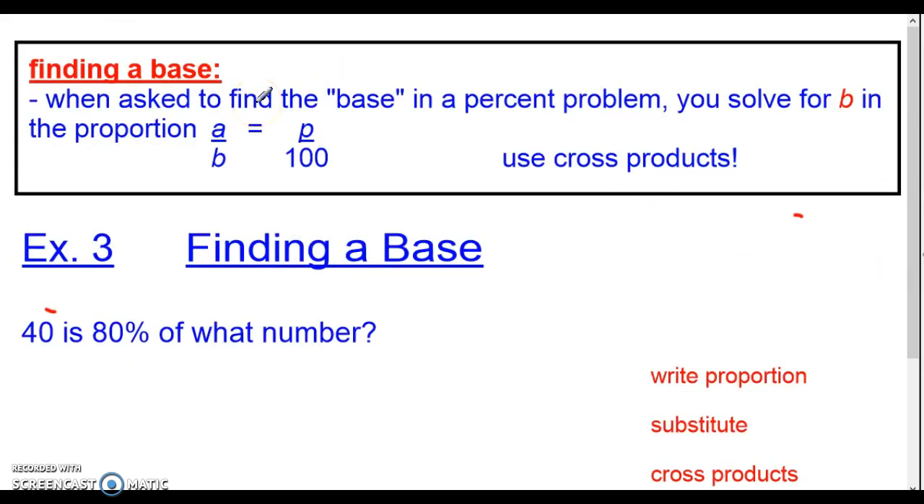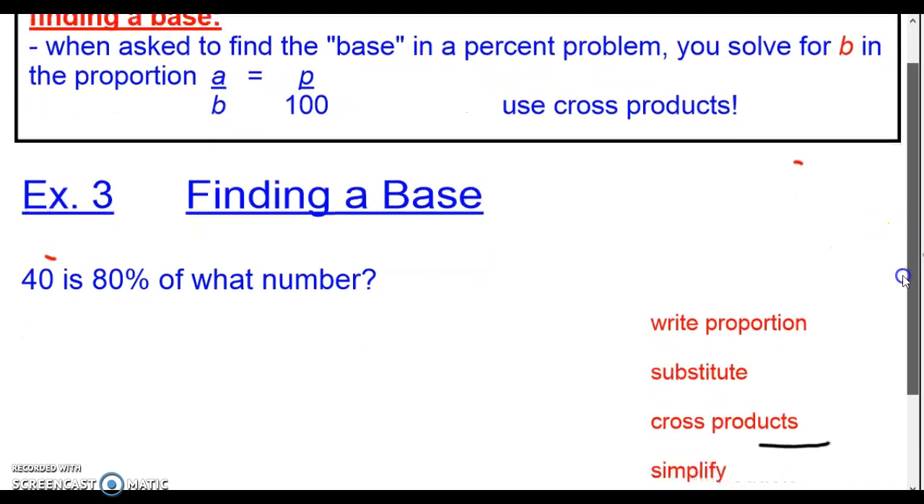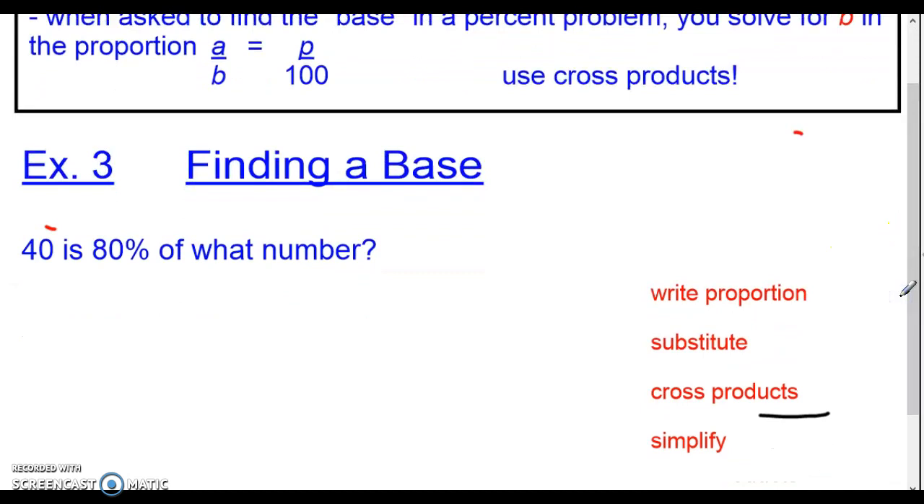Okay, so finding a base. When asked to find a base in a percent problem, you solve for B in the proportion. So A over B equals P over 100. And we're going to use cross products. So this is a little bit of a different example where the X might not always be the numerator. So here it says 40 is 80% of what number? So my percent always goes over 100. So that should be the easiest part for you.